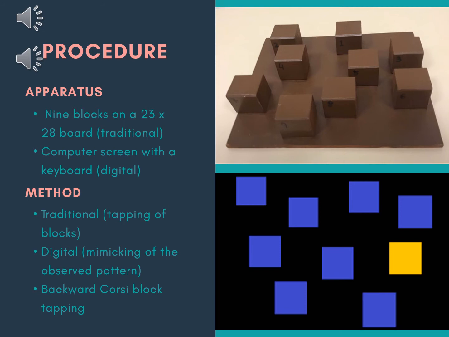The experimenter taps a sequence of blocks. For example, the experimenter taps a sequence of 3 different blocks, one after another. The participant needs to tap the blocks that the experimenter showed in the same order. Steps 1 to 3 are repeated multiple times with different lengths of blocks.